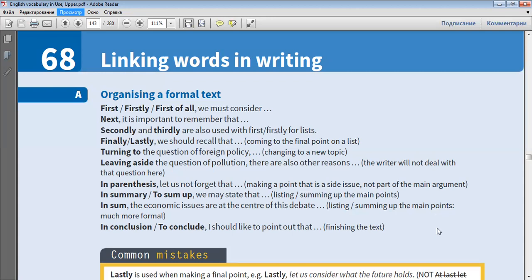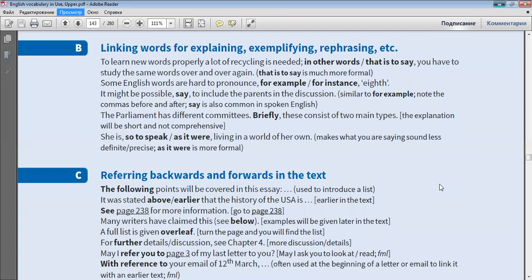argument. In summary, or to sum up, we may state that... listing or summing up the main points. In sum, the economic issues are at the centre of this debate, listing or summing up the main points. Much more formal. In conclusion, or to conclude, I should like to point out that... Explaining, exemplifying, rephrasing, etc.